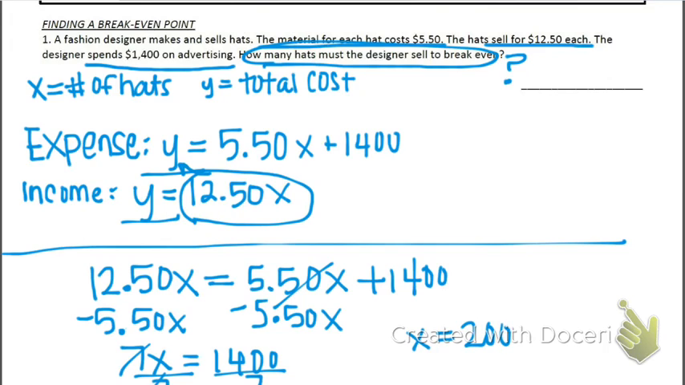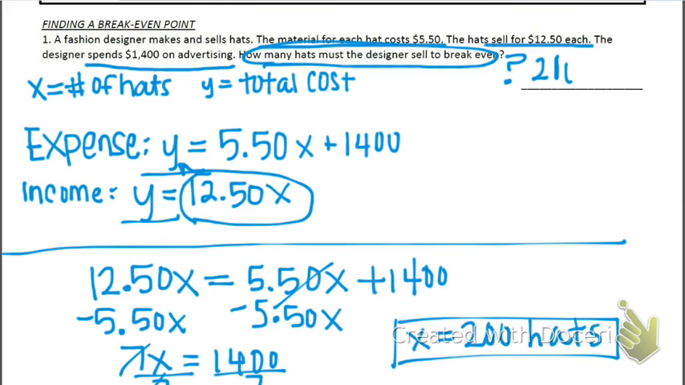200. What does x represent? Good, hats. Did I answer the question? How many hats must the designer sell to break even? Yeah, so that is my answer. The question didn't ask how much money 200 hats costs to make or how much 200 hats earns her. It's going to be the same no matter what because we set the break-even point. It only wants to know how many hats she had to sell. So we're done. So the answer solution would be 200 hats. Make sure you label it hats.